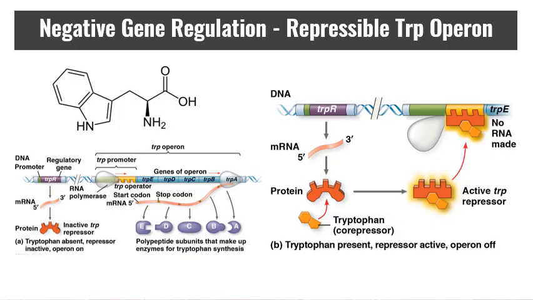The most common example of regulation in prokaryotes is an operon. The operon structure is prokaryotic only, but bacteria like E.